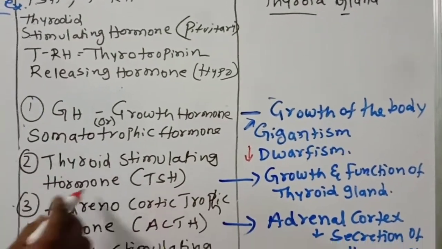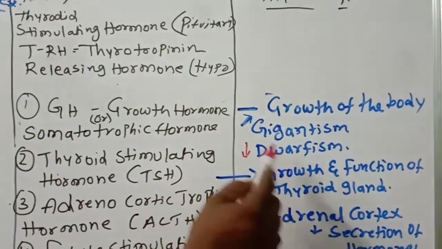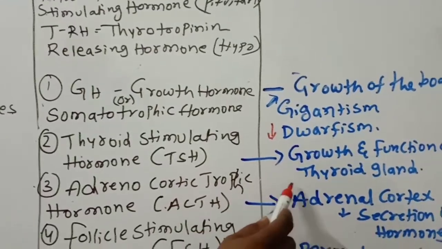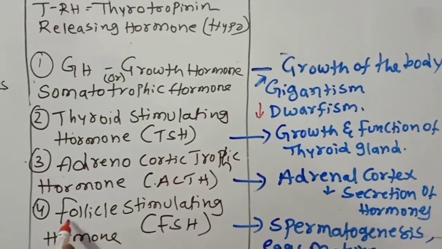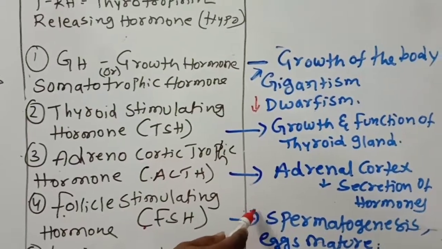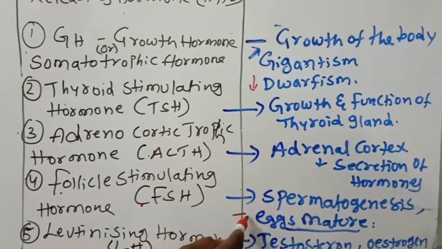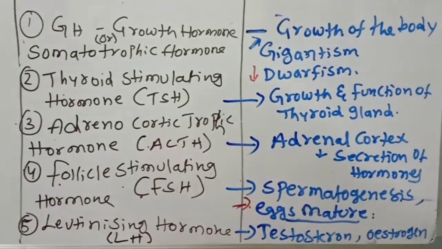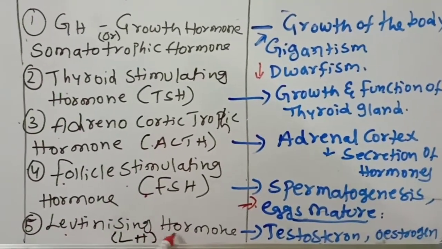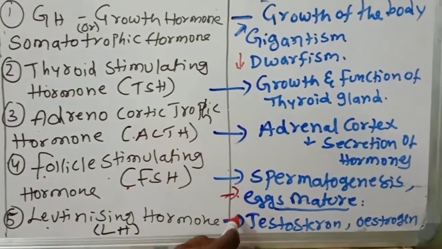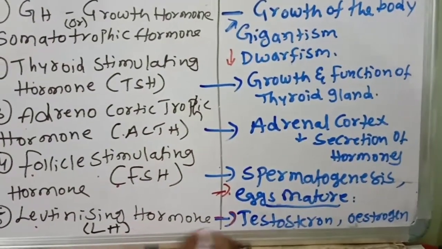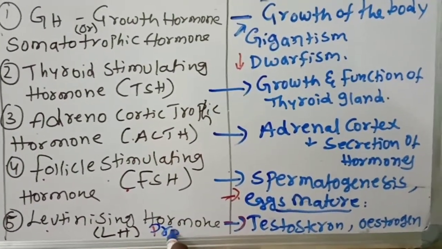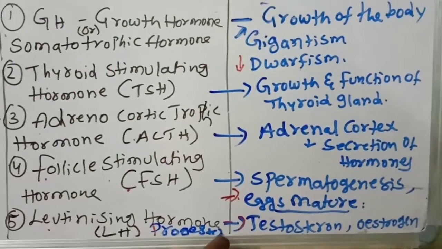Next, thyroid stimulating hormone, helpful for the growth and function of the thyroid gland. Adrenocorticotropic hormone, ACTH, helps the adrenal cortex to secrete hormones. Follicle stimulating hormone is helpful for the production of sperms, and in females for the maturity of eggs. Luteinizing hormone helps in the secretion of testosterone, estrogen, and one more hormone. What is the one more hormone? Progesterone. So estrogen and progesterone.